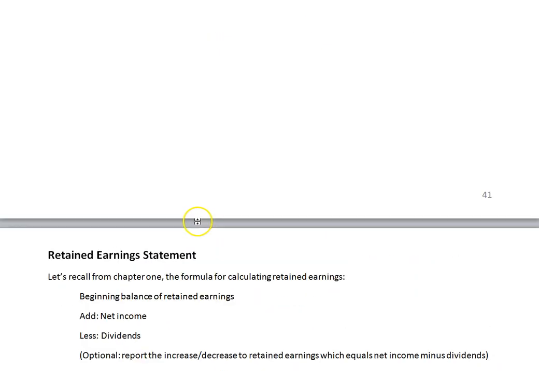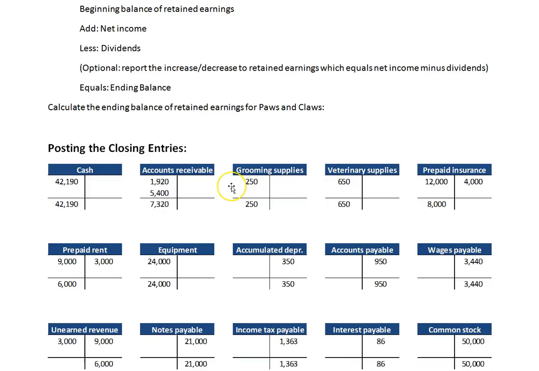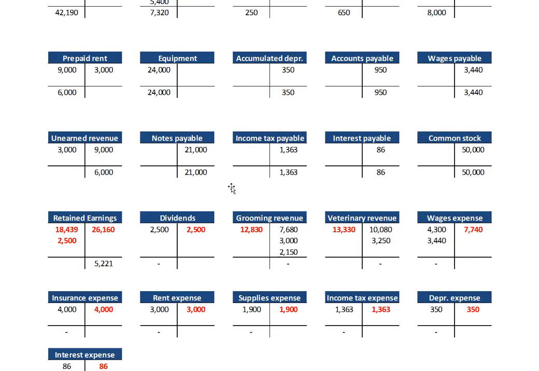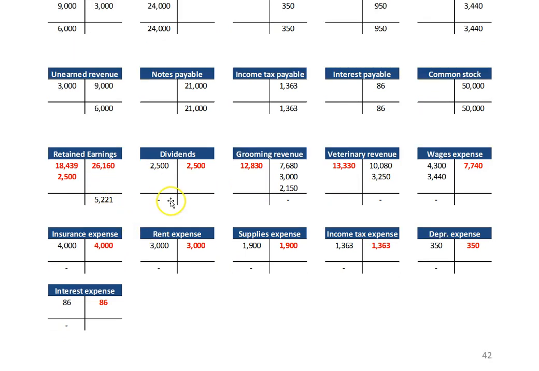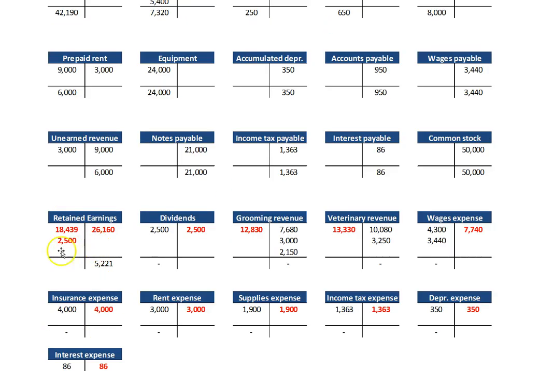After we did that, notice we journalized all the closing entries. We'd post all the closing entries. I put in red all the new entries that we got from this chapter. Notice what happens. Dividends are zeroed out, revenues are zeroed out, expenses are zeroed out. And then a lot happened in retained earnings, right? This is our total revenue. This is our total expenses.